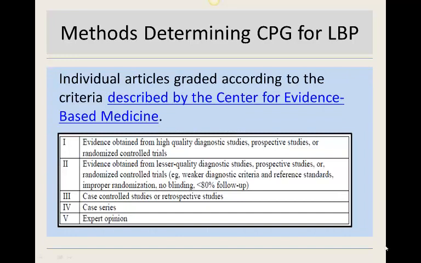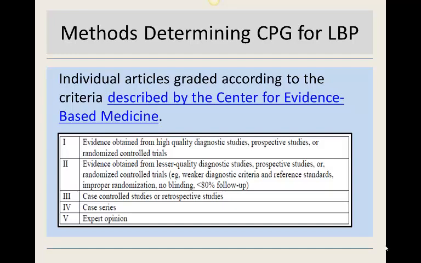These individual articles were then graded according to the criteria described by the Center for Evidence-Based Medicine. There is a website that you can go to for the Center for Evidence-Based Medicine that talks about the different levels of evidence and studies that we do have.